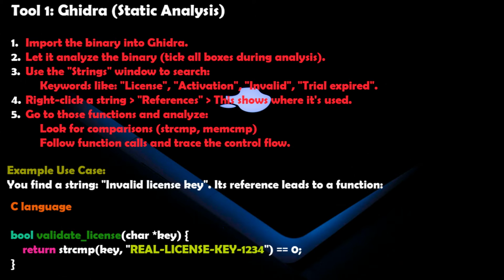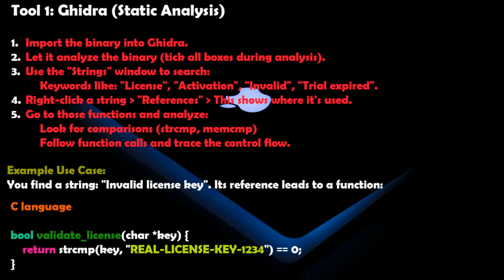Step by step. One, import the binary into Ghidra. Two, let it analyze the binary. Tick all boxes during analysis. Three, use the strings window to search for keywords like license, activation, invalid, trial expired. Four, right-click a string, References. This shows where it's used.